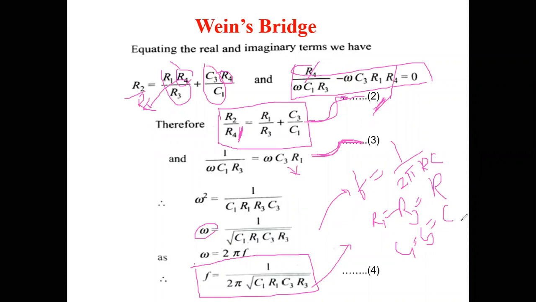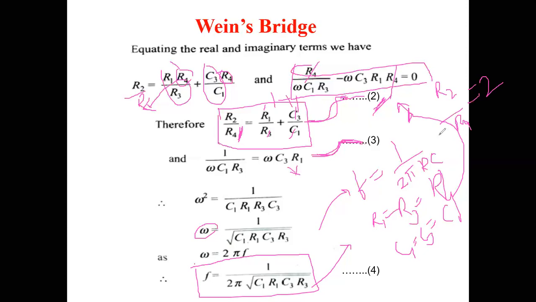So for the same combination, when we substitute the same values in equation 2, R1 by R3 is nothing but R by R, and C3 by C1 is nothing but C by C. So everything will get cancelled and we have 1 plus 1. Therefore equation 2 becomes R2 by R4 is equal to 2.